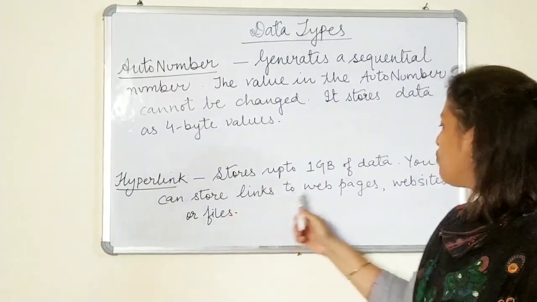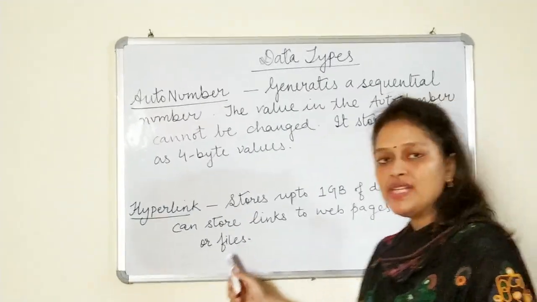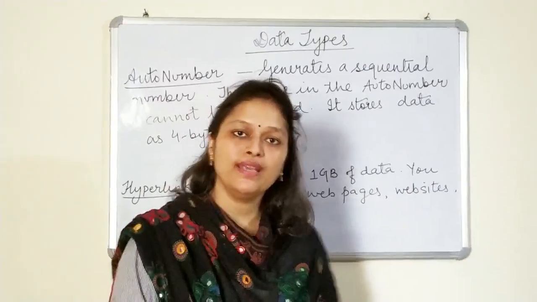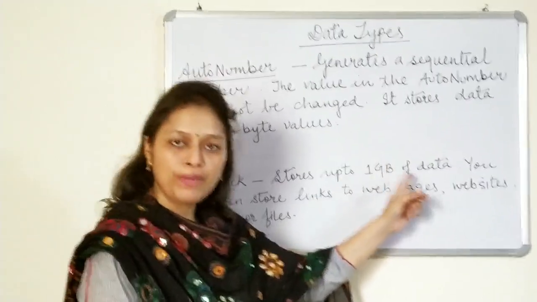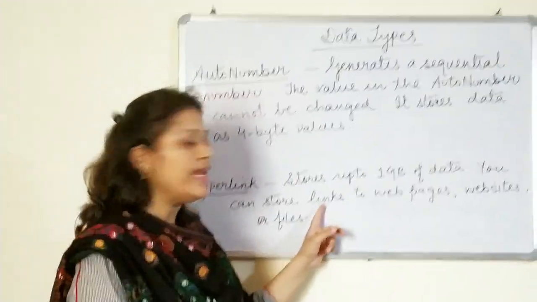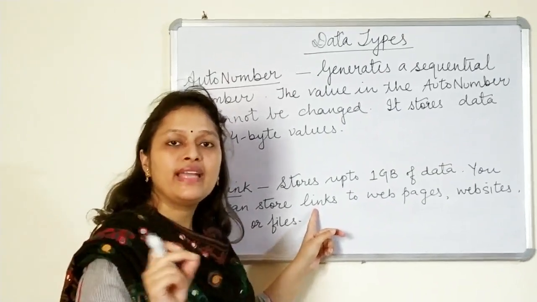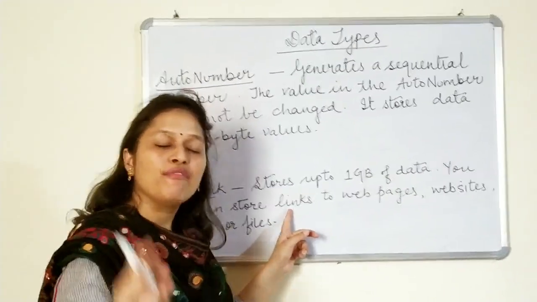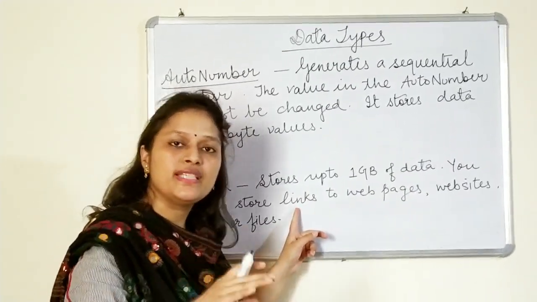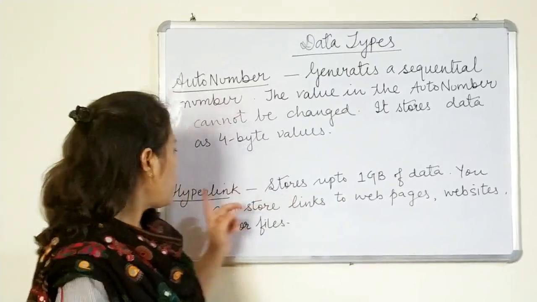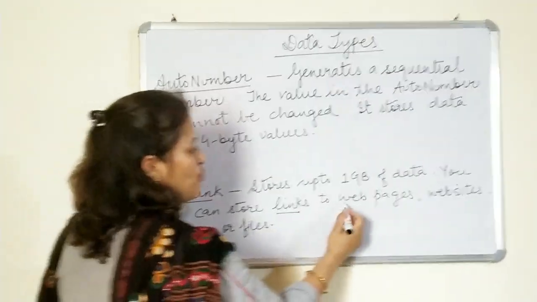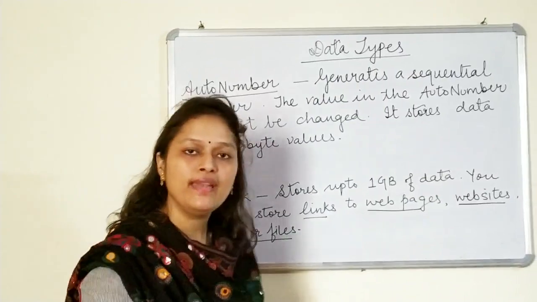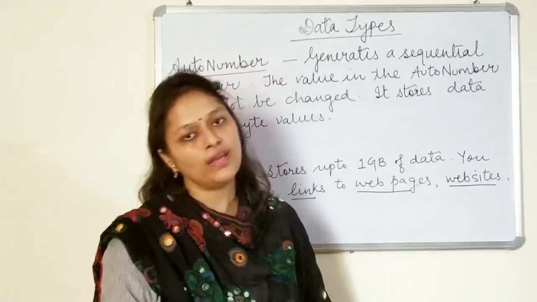You can store links to web pages, websites or files which are stored on the internet or LAN or even your computer. What I am saying, hyperlink stores up to 1 GB of data. You can store links. What is a link? It is an underlined text. You all have seen links on web pages. Whenever you click on the link, it takes you to another location. So in hyperlink, you can store links to web pages, websites or files which are stored on LAN, on the internet or even your computer system.